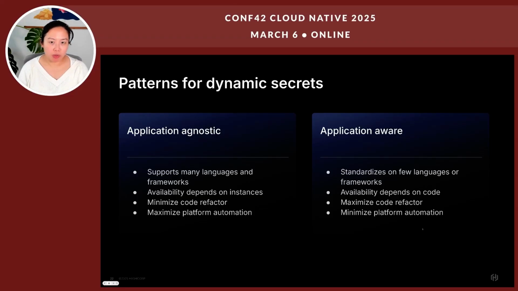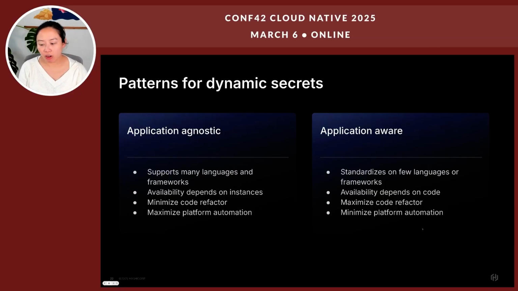And for the most part, the availability of the application will depend on the number of instances you have. Most of the time, you're running multiple replicas of the application in Kubernetes or some kind of cloud native environment. So a rollout that has like a rolling update capability is not going to disrupt the application significantly, right? So the good news about application agnostic approach is that you can maximize your platform automation. This makes it a little bit easier for it to be maintained by a platform engineering team.